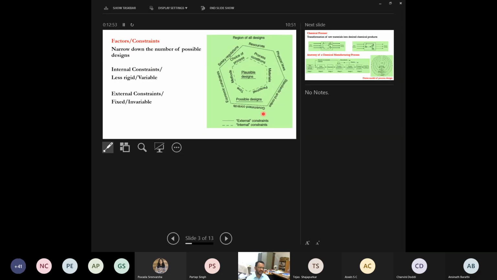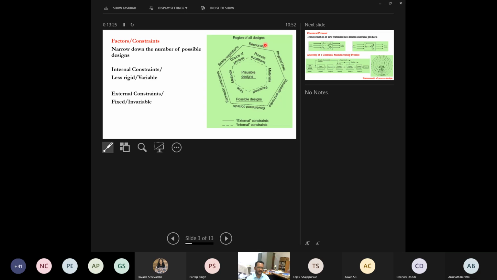So what are constraints? Constraints limit the ideas, or limit the methods that are being proposed to achieve the objective. Here we have two different types of constraints: one is external constraint, another one is internal constraint. The external constraints are shown here using thick lines.